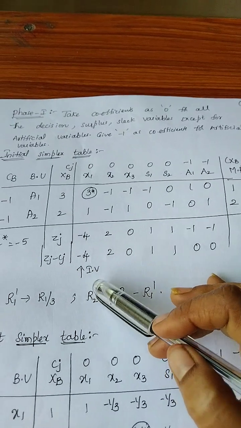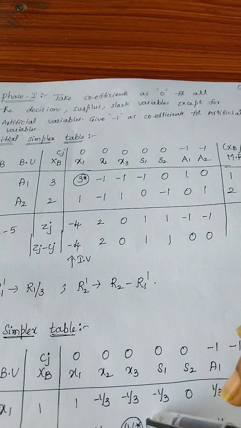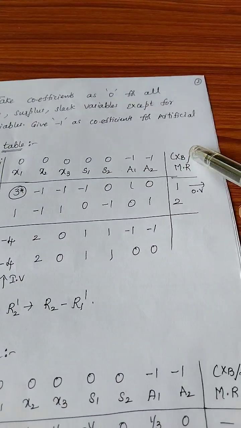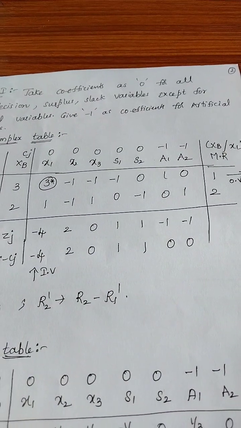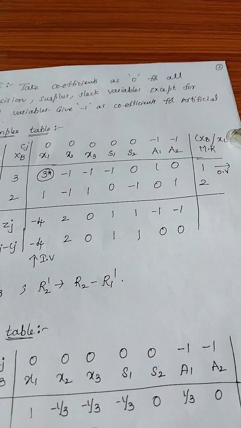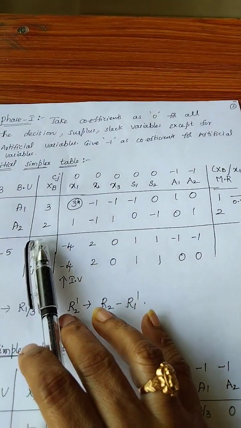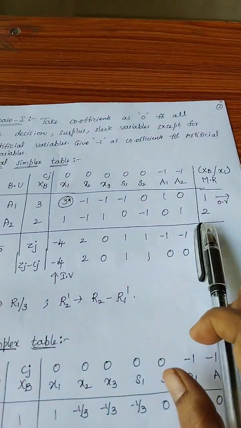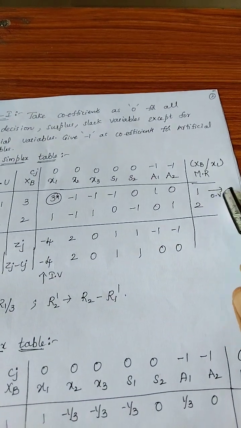Then after finding the incoming variable, what is the outgoing variable here? The formula is minimum ratio equals xb by the incoming variable column, x1. That means 3 by 3, which is 1, and 2 by 1, that is 2. Out of these two, what is the minimum value? 1. So this is your outgoing variable.